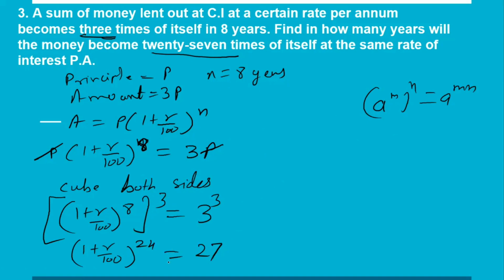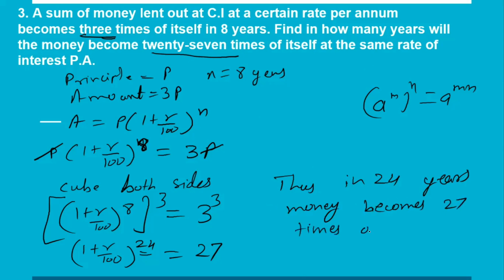So what has happened here? In how many years has the amount become 27 times? In 24 years. So thus, in 24 years, money becomes 27 times of itself. Easy?